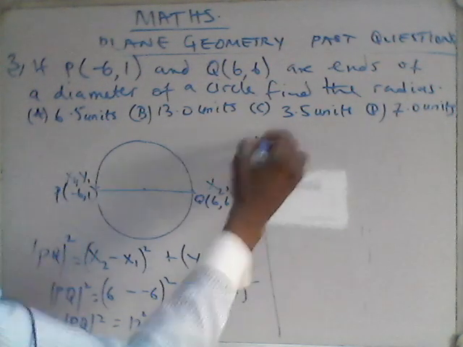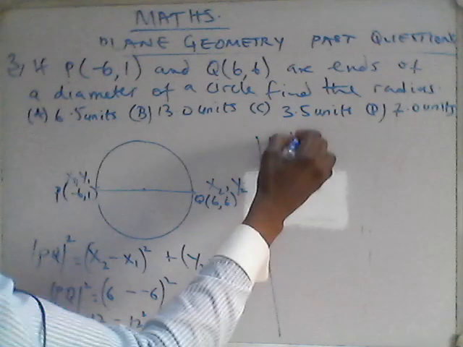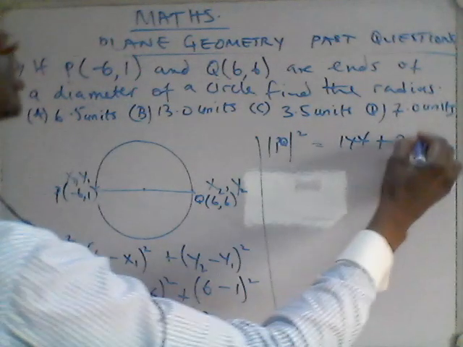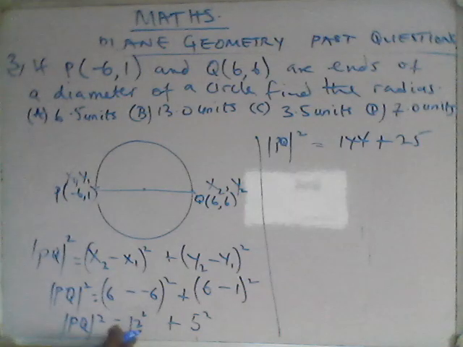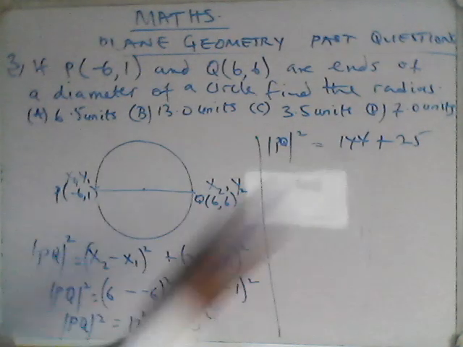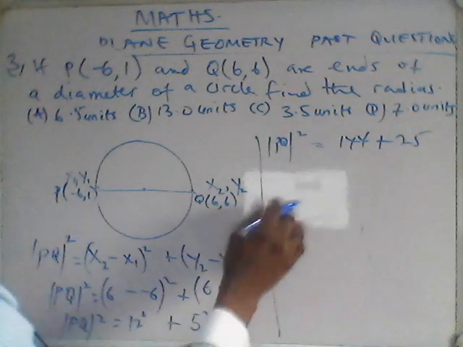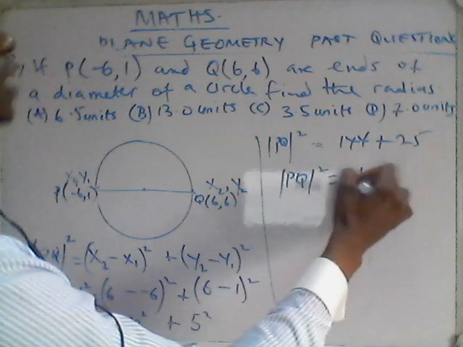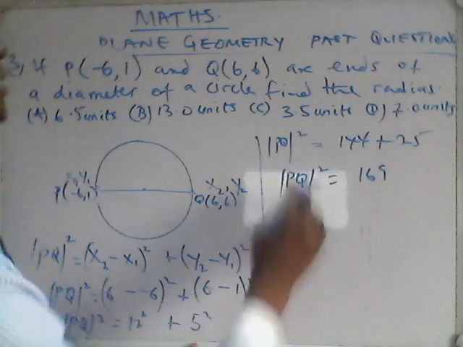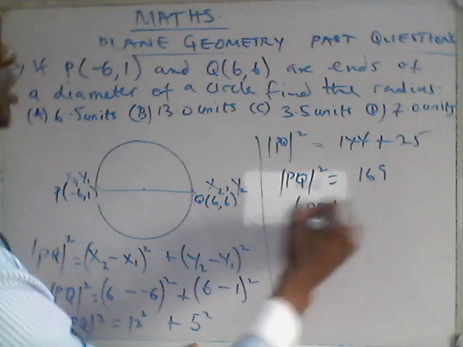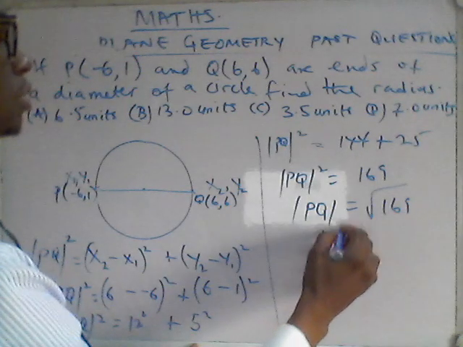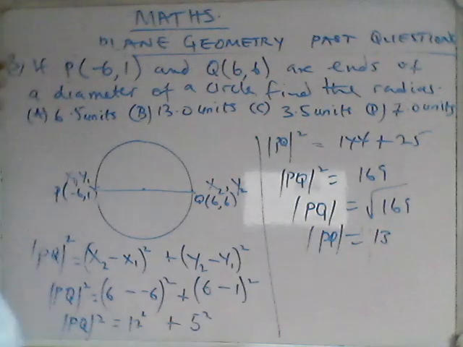So line PQ square is equal to 144 plus 25. 12 square is 144, and 5 square is 25. So PQ line square is equal to 169, and to get PQ only, we take the square root of 169, which gives PQ line equal to 13. 13 units is the PQ line.